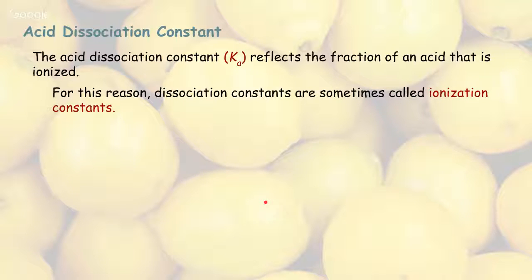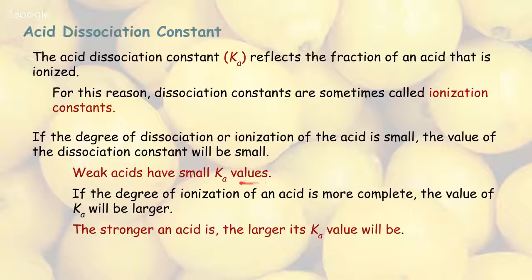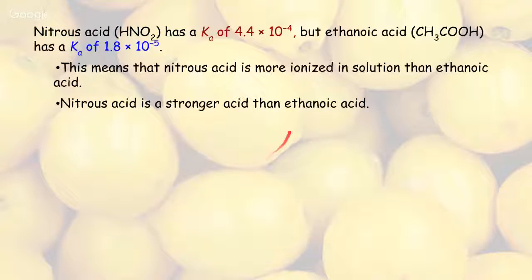But what does that actually mean? Another thing that we can call an acid dissociation constant is an ionization constant, because we're looking at the fraction of an acid that is actually ionized. So weak acids are going to have a very small ionization constant, and strong acids are going to have a much larger acid dissociation constant. If we compare these two, nitrous acid has an ionization constant of 4.4 times 10 to the negative fourth, but ethanoic acid is 1.8 times 10 to the negative fifth.